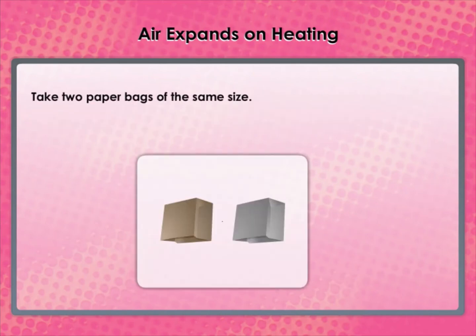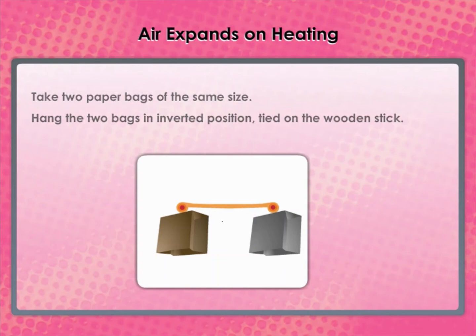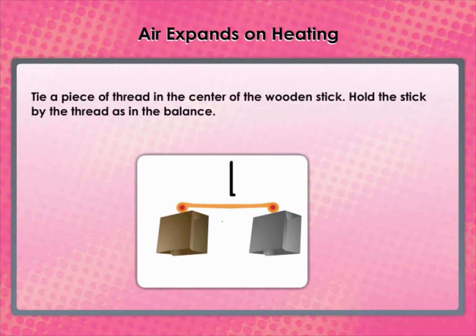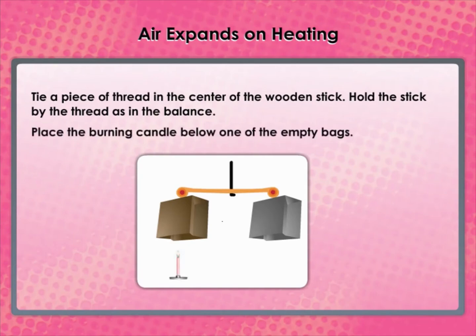Take two paper bags of the same size. Hang the two bags in an inverted position, tied on a wooden stick. Tie a piece of thread in the center of the wooden stick. Hold the stick by the thread as in a balance. Place a burning candle below one of the empty bags.